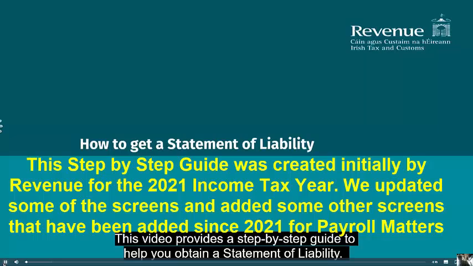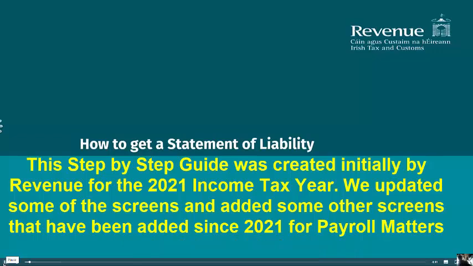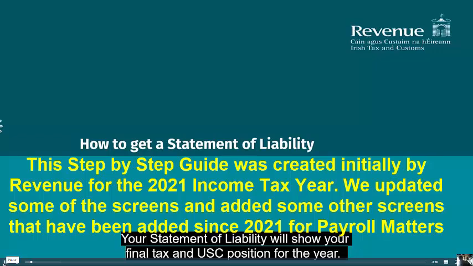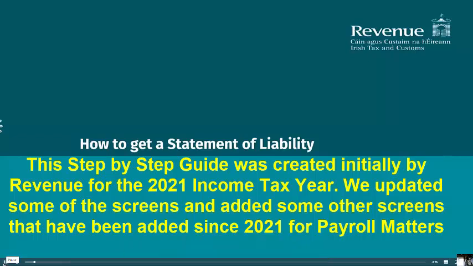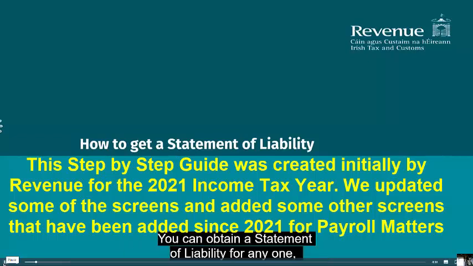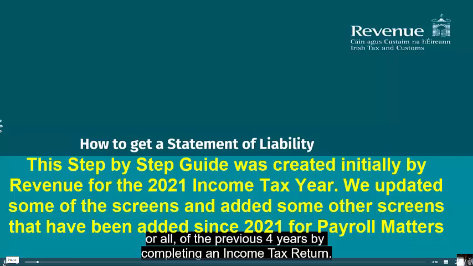This video provides a step-by-step guide to help you obtain a Statement of Liability. Your Statement of Liability will show your final tax and USC position for the year. You can obtain a Statement of Liability for any one or all of the previous 4 years by completing an income tax return.